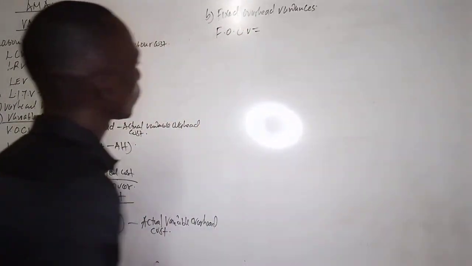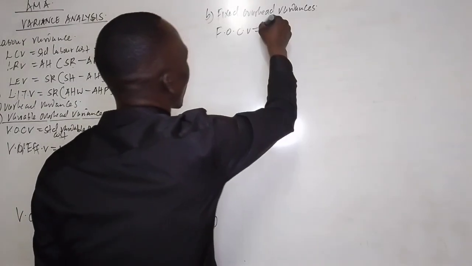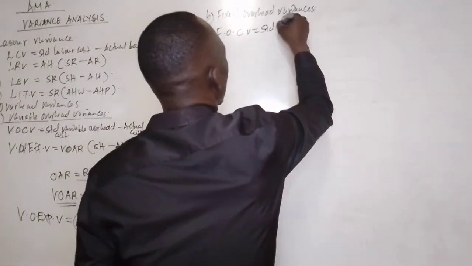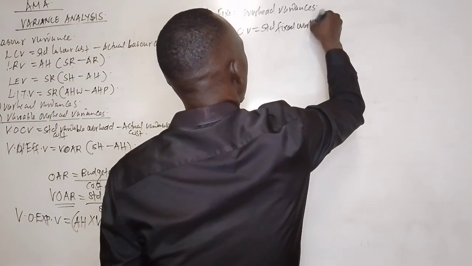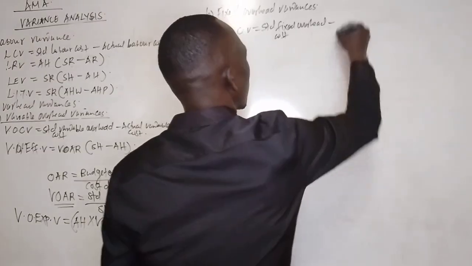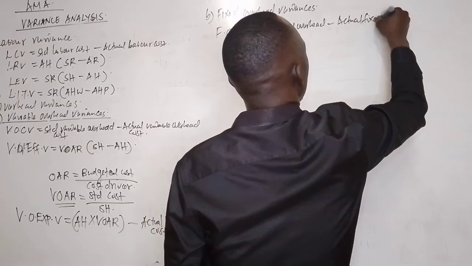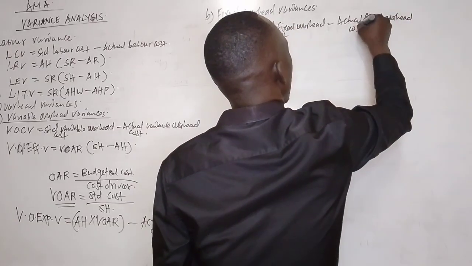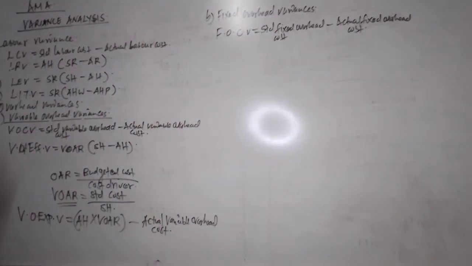To compute the fixed overhead cost variance, it is very simple. We are going to have the standard fixed overhead cost, then we subtract the actual fixed overhead cost. That is how we get the fixed overhead cost variance.